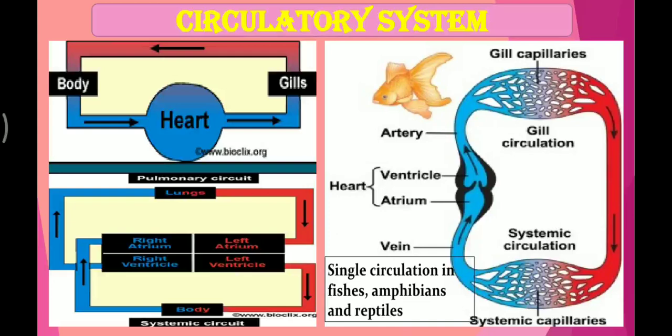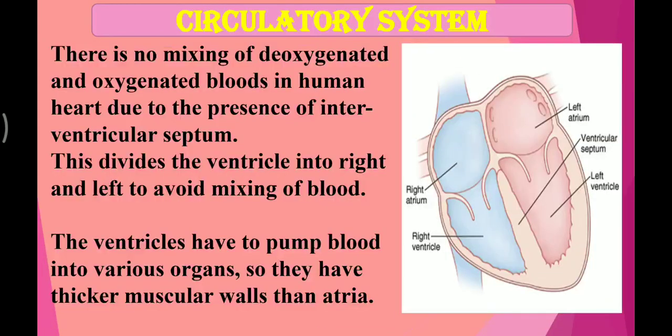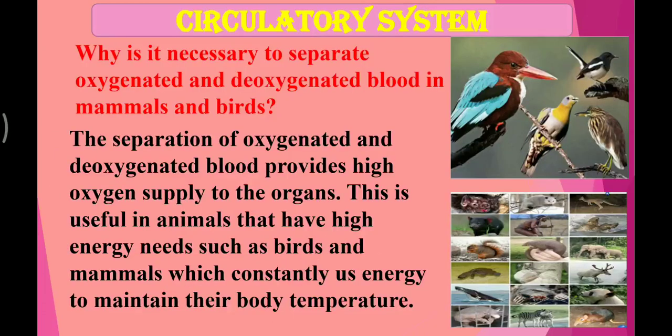Here you can see the circulatory system in fish. They have shown here how it will happen. I'll explain to you now. There is no mixing of deoxygenated and oxygenated blood in the human heart due to the presence of the interventricular septum. I told you, the middle layer. Here you can see the ventricular septum. The ventricles have to pump blood into various organs, so they have thicker muscle walls than the atrium. The atrium has a very small thin wall, you can see here, whereas the ventricles have a very thick wall.